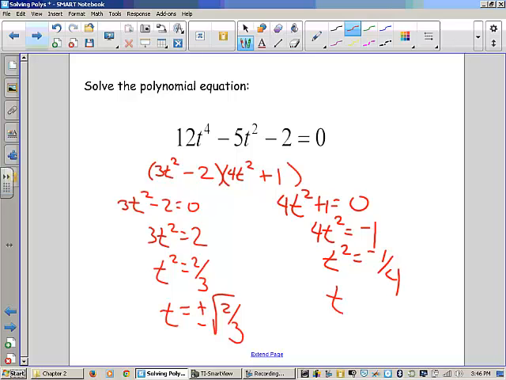Take the square root, and I get plus or minus the square root of negative 1/4, which is the same thing as plus or minus i times 1/2. So 1/2 i. That's another method of factoring when you have a t to the fourth.